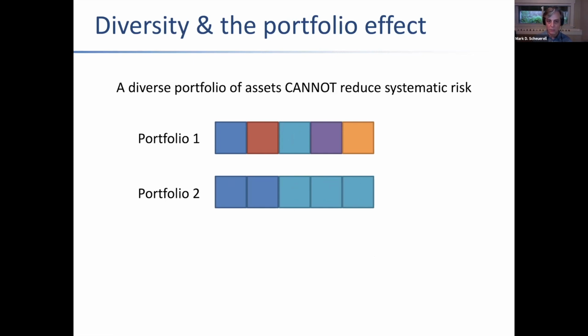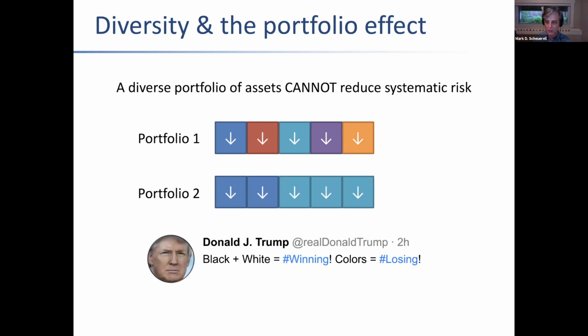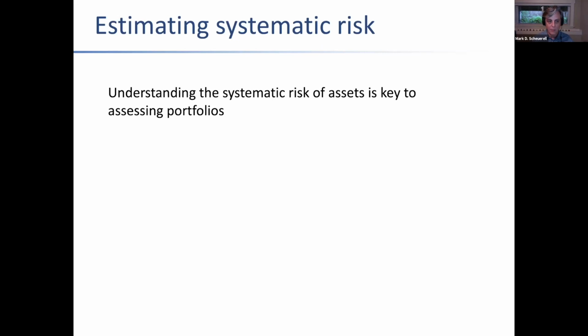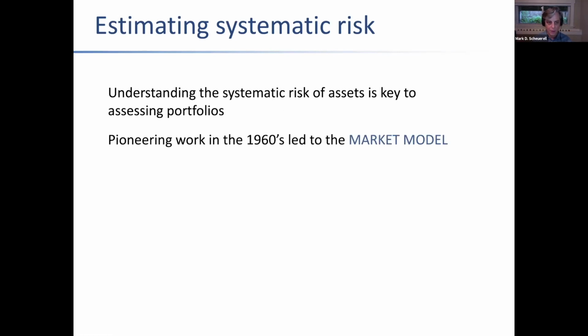Okay, so now think about systematic risk here. Same exact portfolios, and some large market force comes in and says black and white is winning, colors are all losing. So it doesn't matter what you have here, all of these are colored in your portfolio, so all of these are going to tank. Right, so that's sort of the idea between risk commodity. Okay, so the idea is that when you're building a portfolio, you need to know something about systematic risk, things that you can do something about.